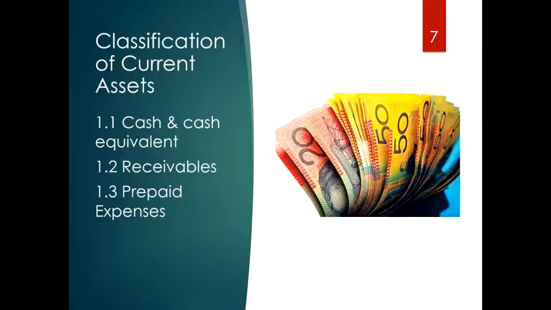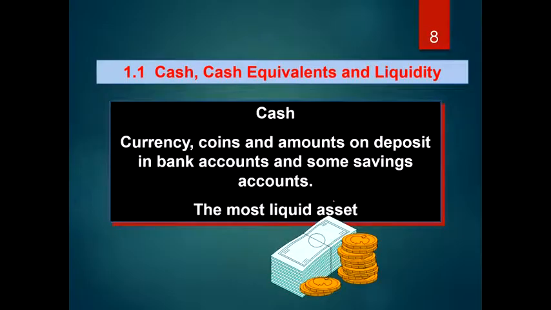So now let's go to the classification of current asset. Okay, current asset can be classified into cash and cash equivalent, receivable, and prepaid expenses. So let's go to the 1.1, that is cash, cash equivalents, and liquidity. So cash, what is cash? Cash is the currency, coins, and amounts on deposit in bank accounts and some savings accounts. Cash is the most liquid asset.